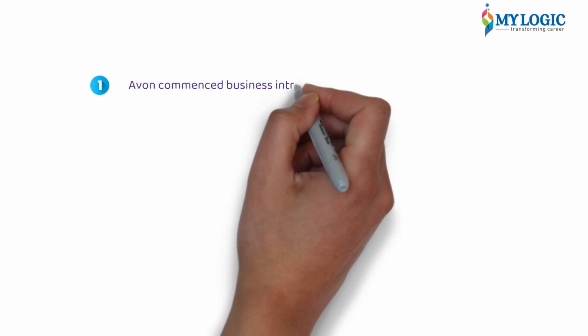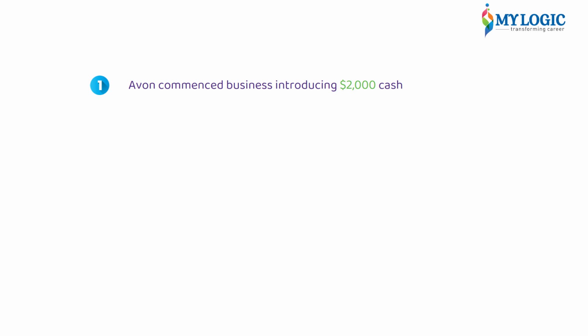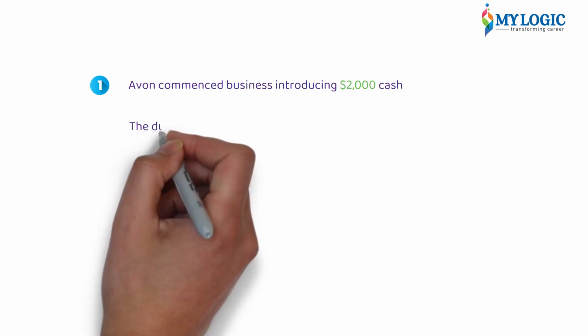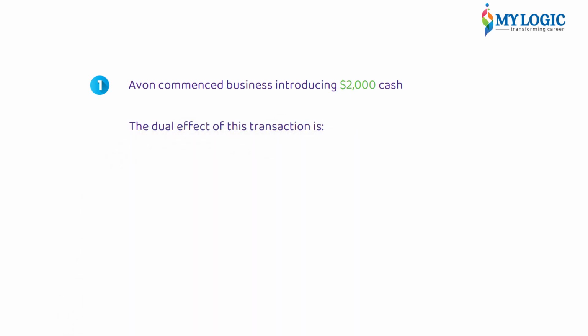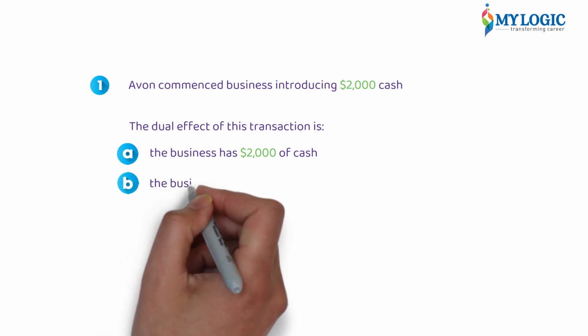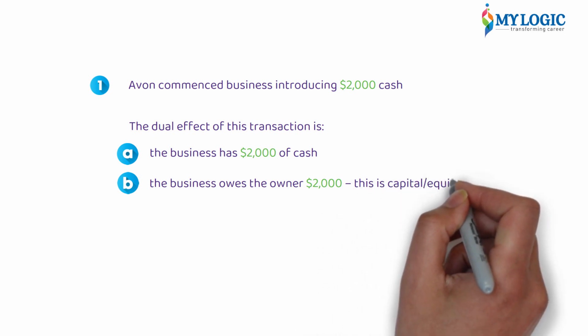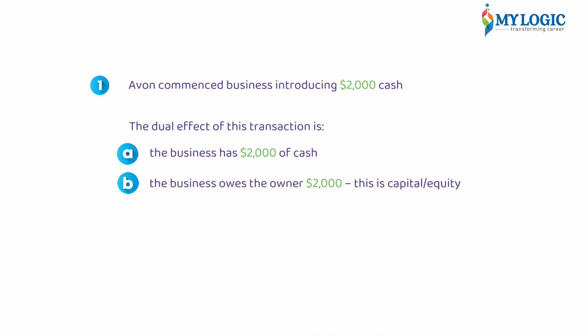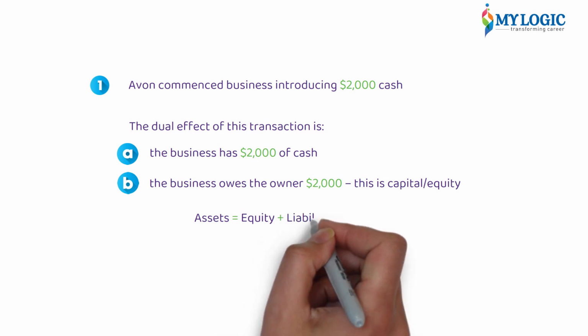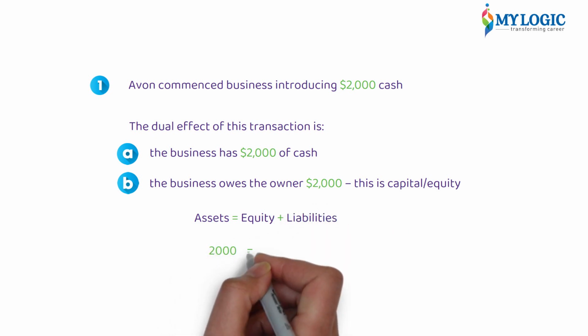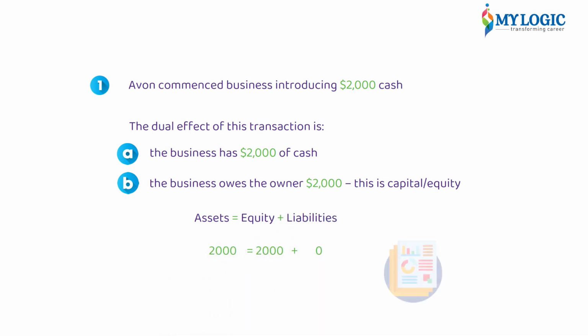Number 1. Evan commenced business introducing $2,000 cash. The dual effect of this transaction is: A. The business has $2,000 of cash. B. The business owes the owner $2,000. This is capital or equity. Assets is equal to equity plus liabilities. 2,000 is equal to 2,000 plus 0.